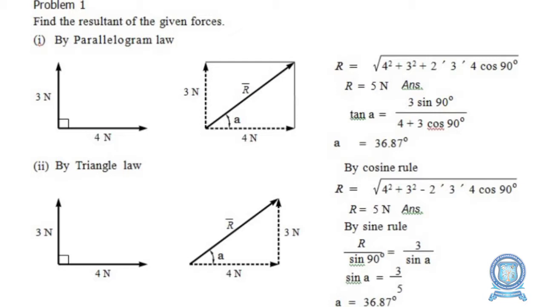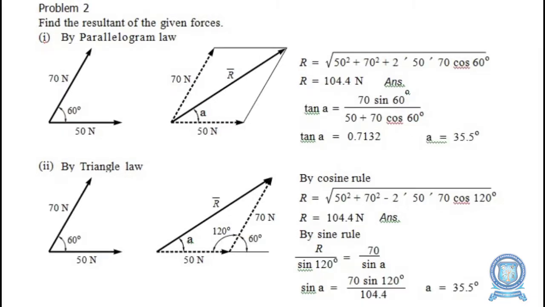So for here you apply sine law. Here you require only that resultant angle A, so you require only two terms. So you apply R by sine 90, that is the opposite angle, is equal to 3 by sine A. So simplifying this, you get the value of A as 36.87 degrees.